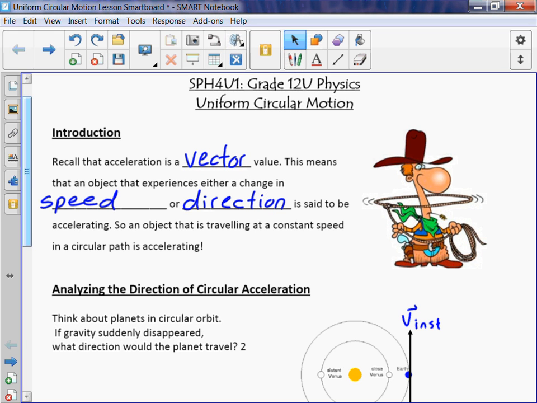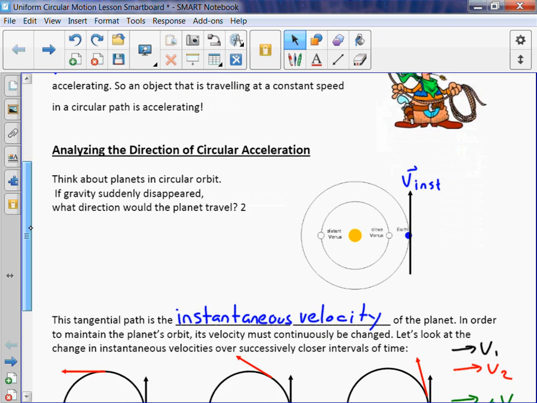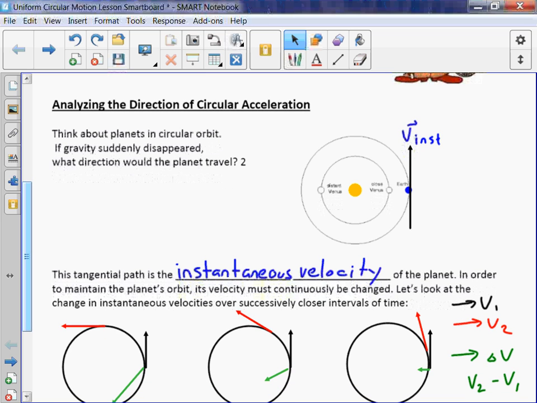Review. Acceleration is a vector value. If we change an object's speed or direction, it's going to be accelerated. If the sun were to completely blow up, then 8 minutes later, when the gravity wave passed us, Earth would continue at a tangent to the path of its circular orbit. It would continue in this direction that you can see right here if the sun just disappeared.